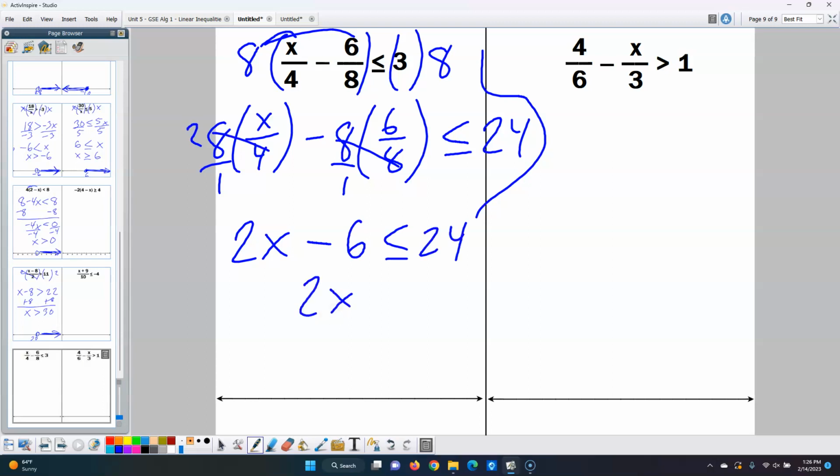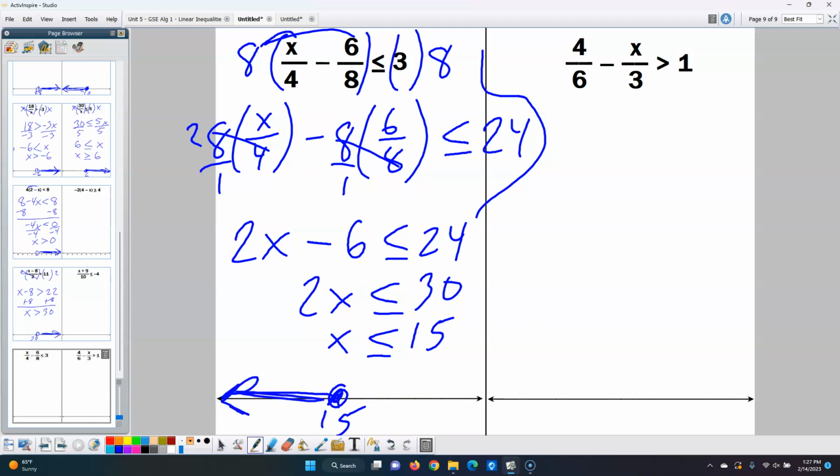Let's add the 6 over. That would be 30 divided by 2. It's a positive number we're dividing by, so not going to flip it. And we get 15 right there. That's a closed dot, and we're going to shade this way.